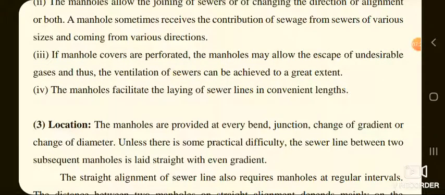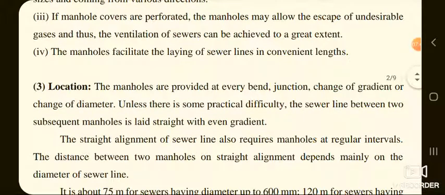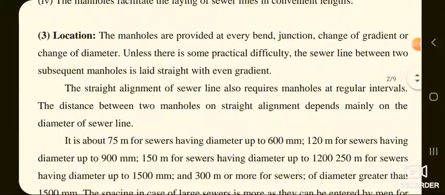Third objective, if the manhole covers are perforated, the manholes may also help escape the undesirable gases and thus the ventilation of sewer can be achieved to a great extent. Fourth objective of providing manhole is that these facilitate the laying of sewer lines in convenient lengths.